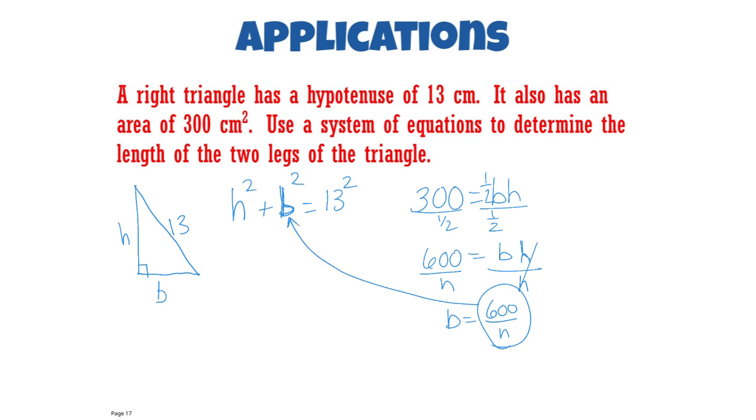So then I'm going to have an H squared plus, if I take that fraction and square it, I'm just going to square the numerator and square the denominator. So that'd be a 360,000 over an H squared, and 13 squared is 169.